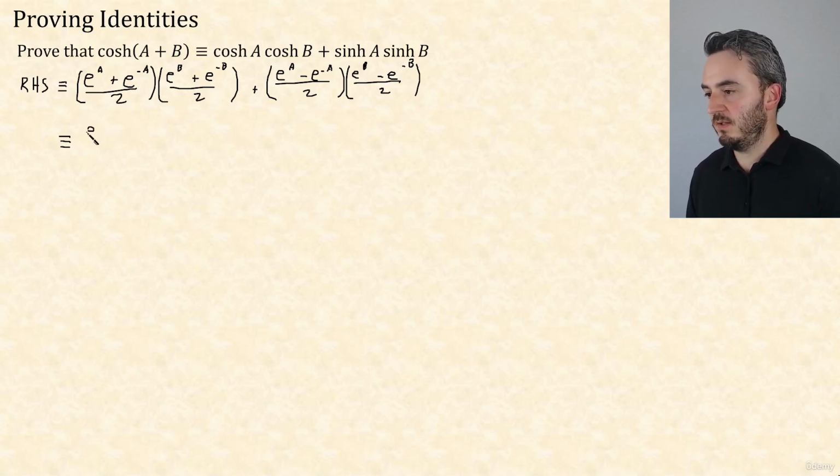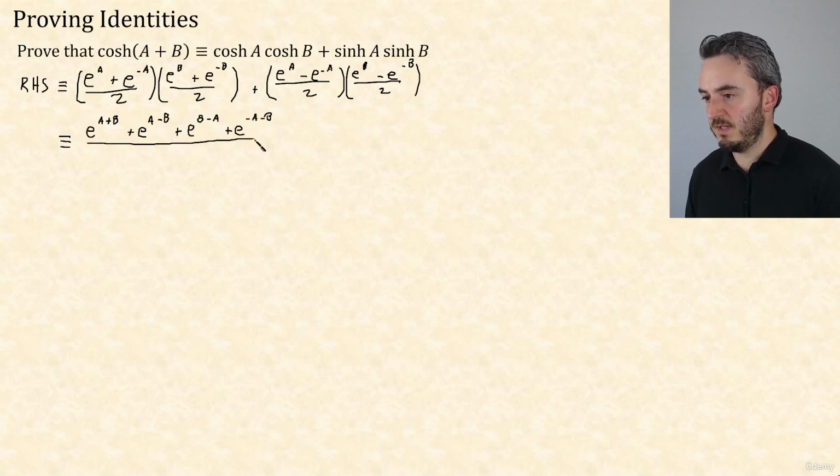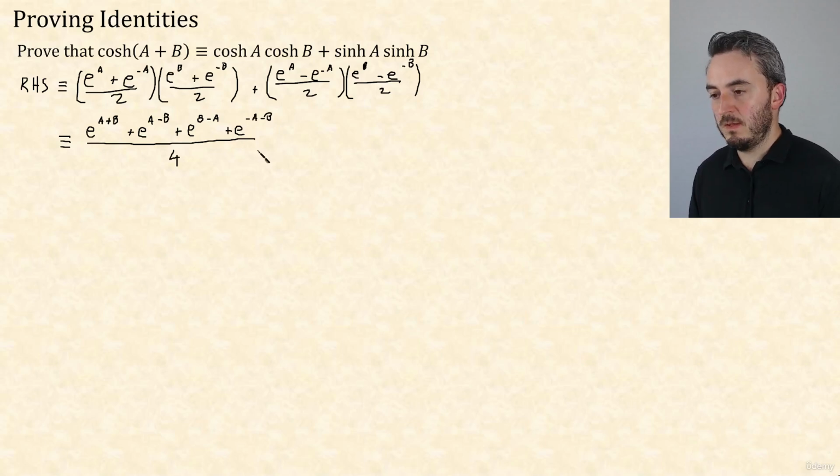Well, I'm going to get e to the a times e to the b, so that's e to the a plus b. Then I've got e to the a times e to the minus b, so that's e to the a minus b. And then I've also got plus e to the b minus a. And finally, I've got e to the minus a times e to the minus b, so that's e to the minus a minus b, and all of that is over 4, plus, and all this is going to be over 4 as well. I guess I could have done that all in one fraction, but here we go.